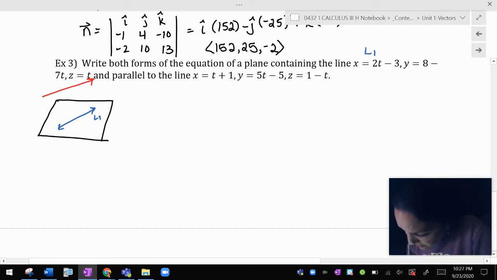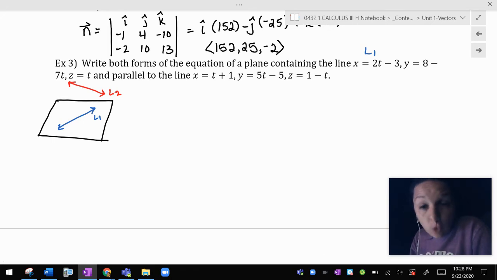And I probably shouldn't draw it in the same direction as L1 because they're not the same direction. So let's draw it kind of like this. And we'll say L1 and L2 are skew. And I want the plane to be parallel to L2, but pass through or contain L1. Well, here's the thing. I still need a normal vector.